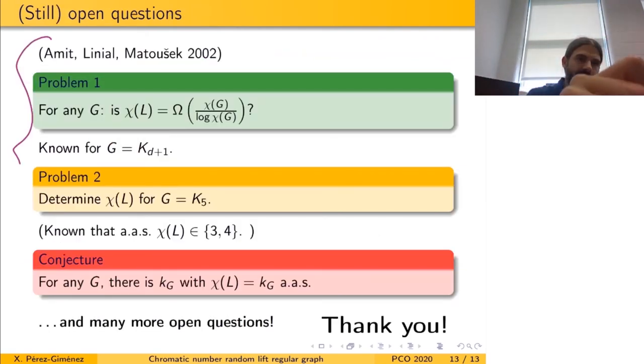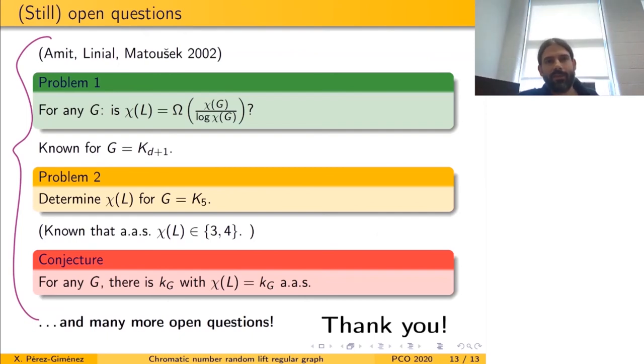So, well, this is just a summary of some of the very nice open problems in that paper by Amit, Linial and Matoušek. There are other problems that don't involve the chromatic number. So maybe I'll just add some current work. We are now trying to understand with a student how Hamilton cycles behave in that model. There's a paper by Wojciech, not sure about the name, Vinkovsky, I'm not sure if I'm saying the names right, with some partial results about the existence of Hamilton cycles in random lifts, and we're trying to extend that.